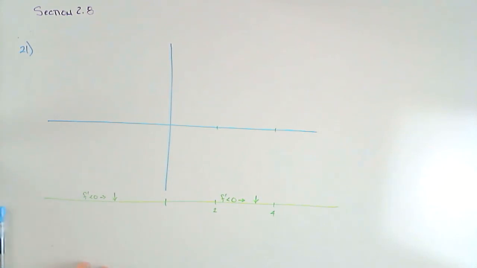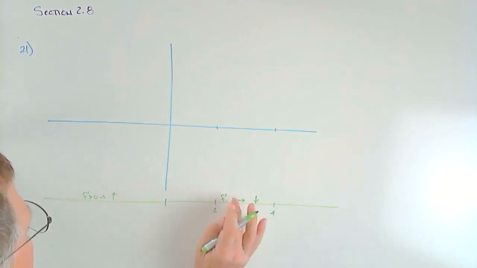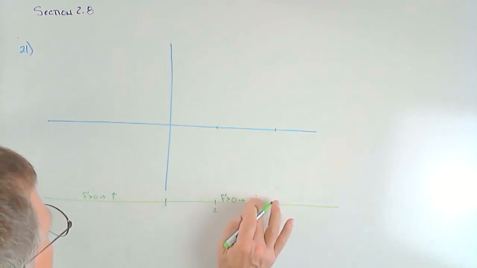Now, if I go on, it says, oh, I misread that. I'm so sorry. It said greater than 0 there. So my function is increasing on those intervals. It's okay. When you get old, your eyes don't work as well.